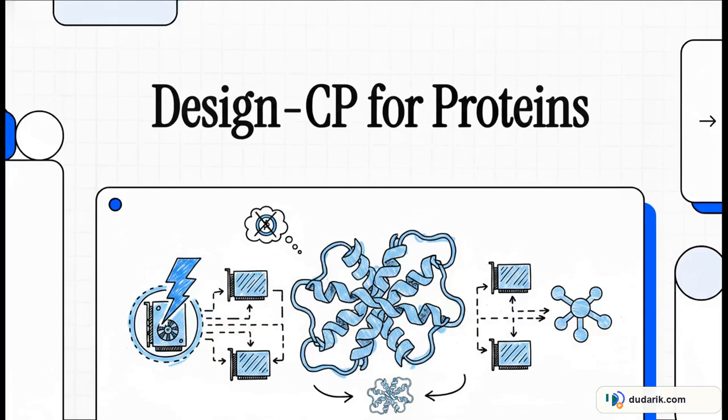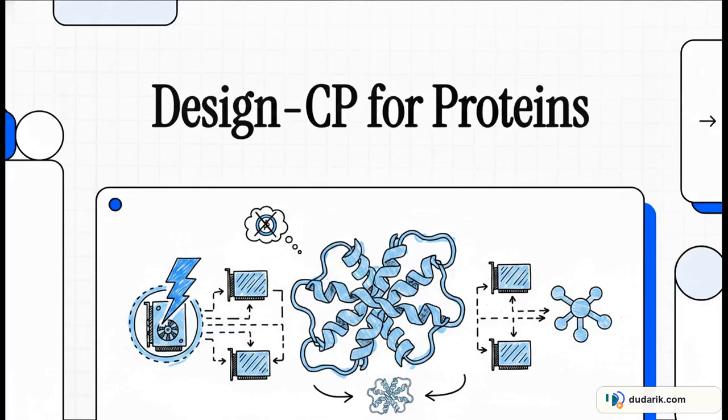Today we're diving headfirst into some massive AI news that is absolutely shaking up computational biology. We're looking at a brand new paper accepted at the 2026 ICML workshop on generative and agentic AI for biology that introduces something called Design CP.